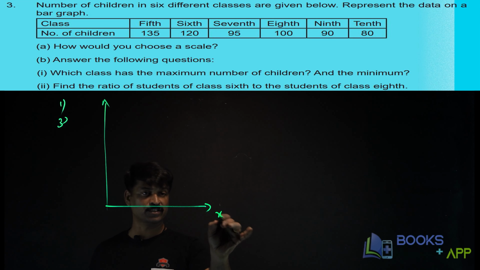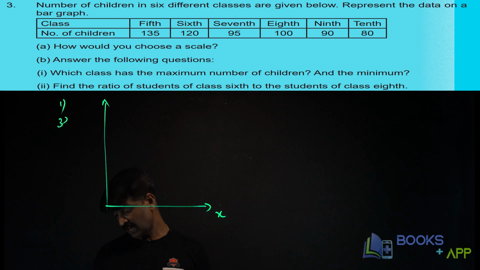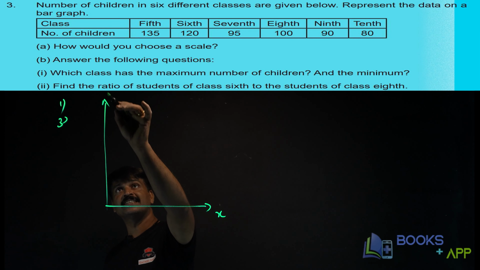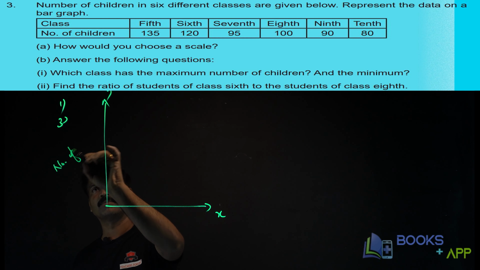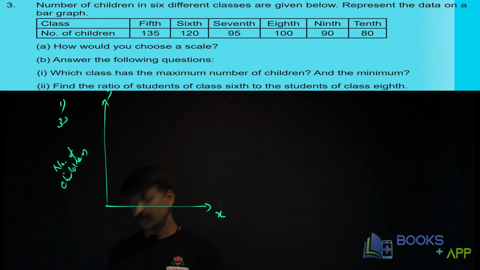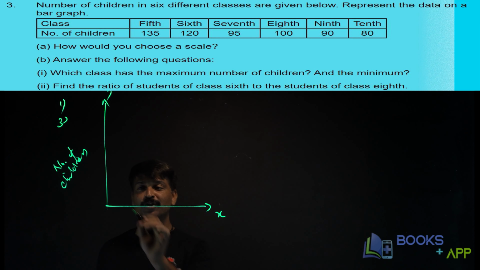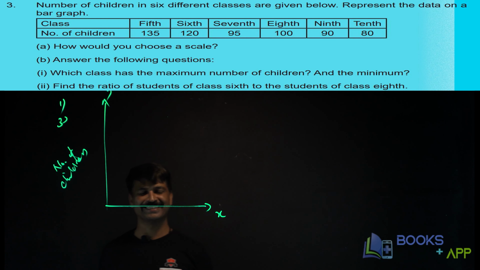You see, on the x-axis, you have to mention the classes 5th, 6th, 7th, etc. On the y-axis, we will represent the number of children. Now, how will you choose a scale here? You see, the maximum number of students is 135. So, can you mark 1, 2, 3, 4, 5, etc.? No, you need 135 columns. So, that is not possible, isn't it?